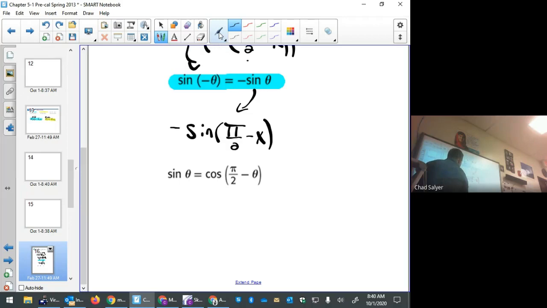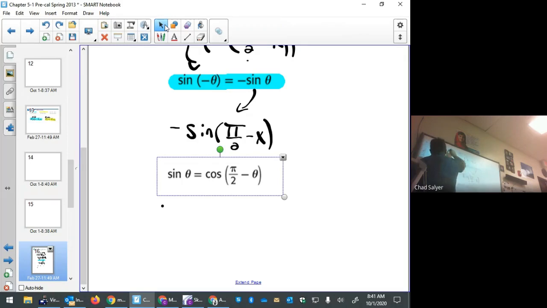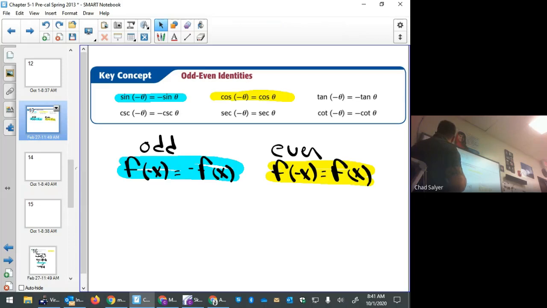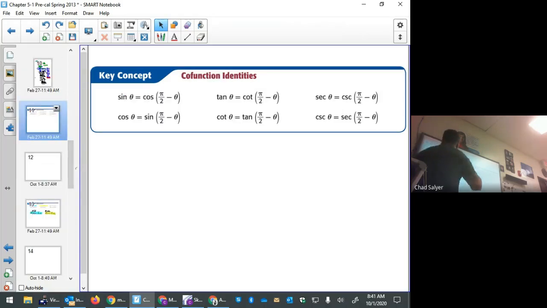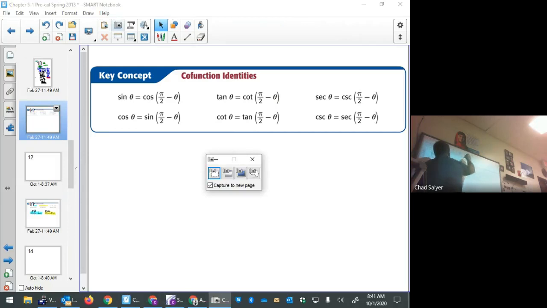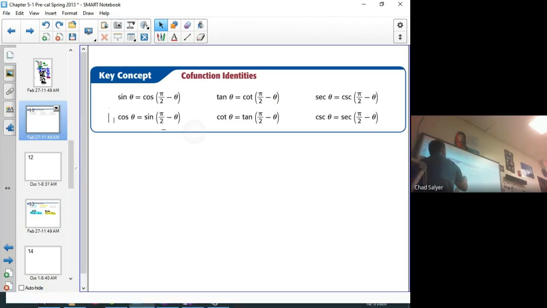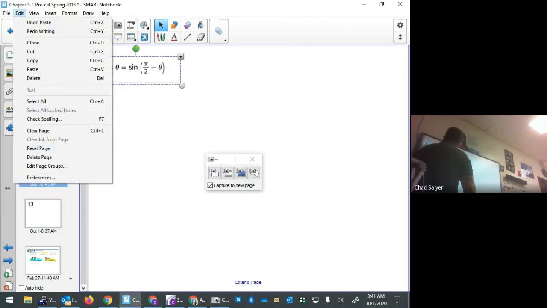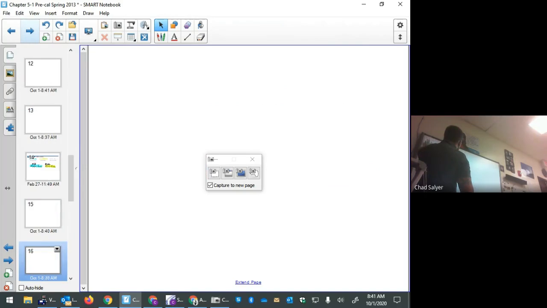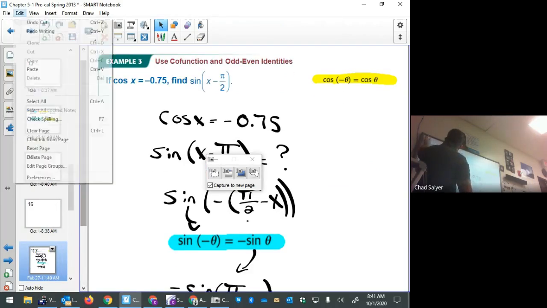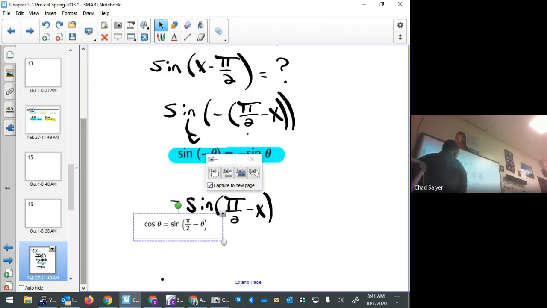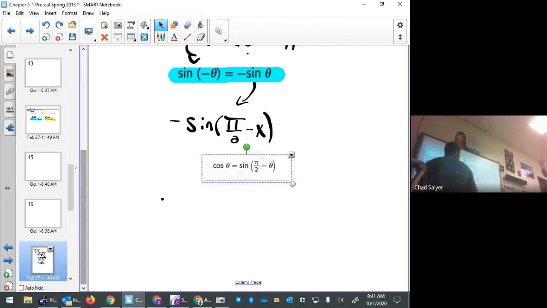So if this is true, then the negative, well, actually, we got the wrong one again. That's okay. We'll get where we need to be. So I need the cosine from that other list. This one. This is the one that's going to be most efficient. There we go. So that's the most efficient way to solve it.